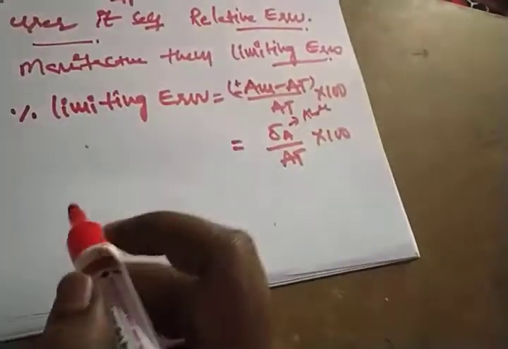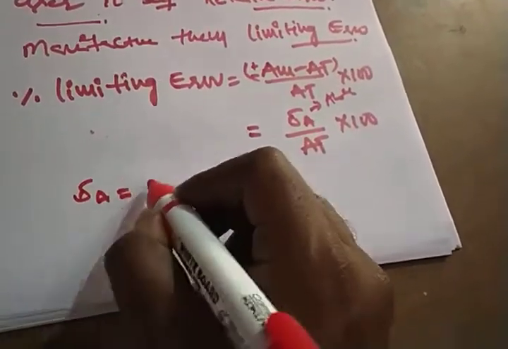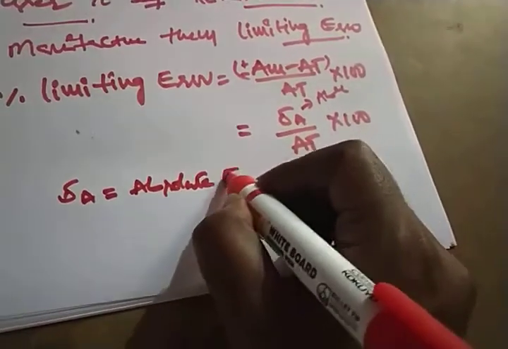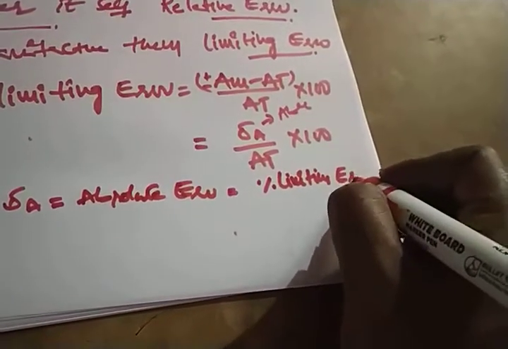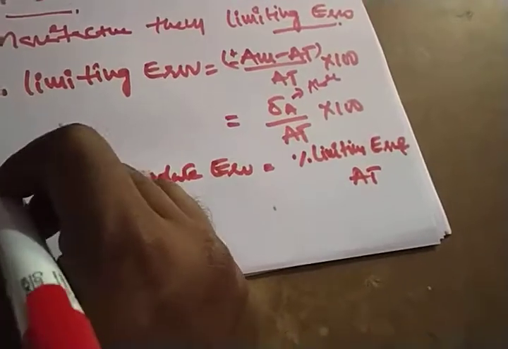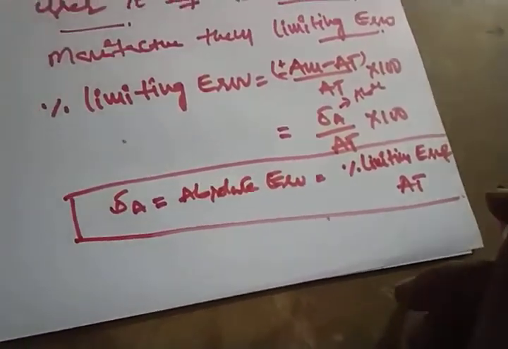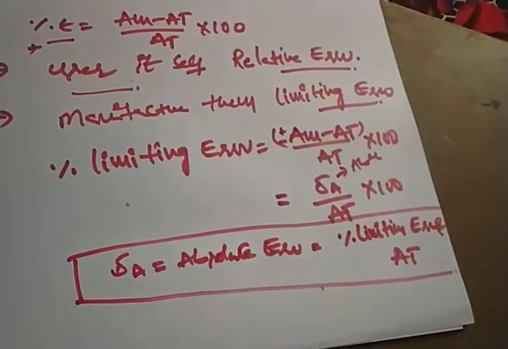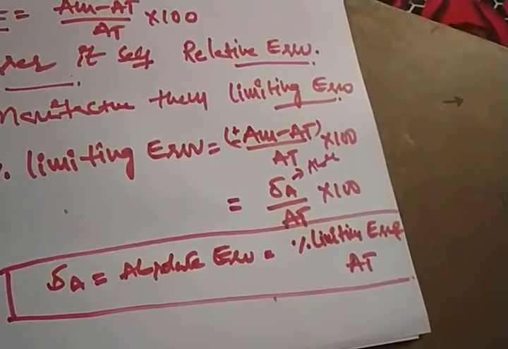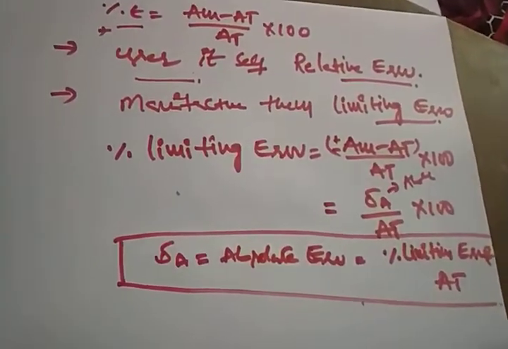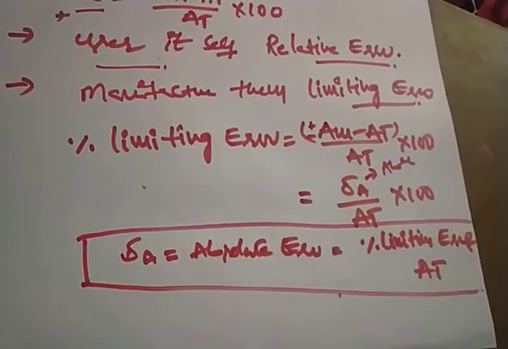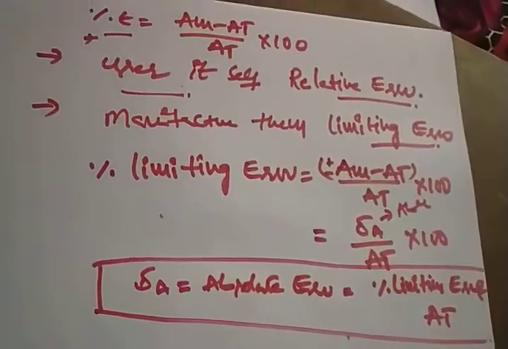Right? If you know the percentage limiting error, then how can you find out the absolute error? It is very, very important. So from here, what is absolute error? Delta A is nothing but absolute error. So what is absolute error? Percentage limiting error of true value. This is very, very, very, very important. So they will give percentage limiting error, find out the absolute error, or they will give absolute error, find out the percentage error. From these two, you will definitely get the question. Negate itself also. Right?